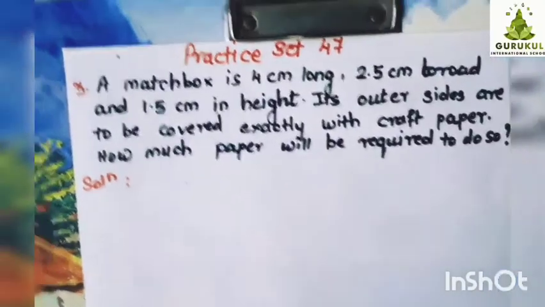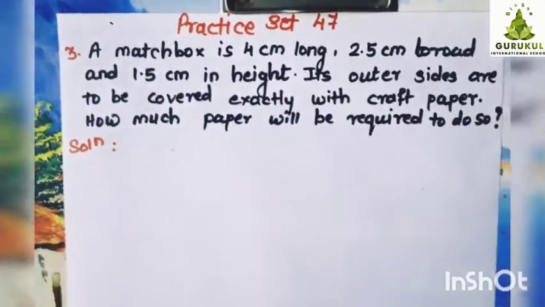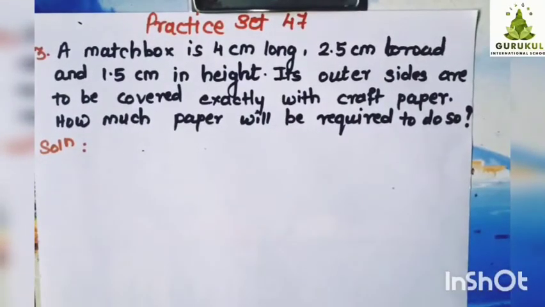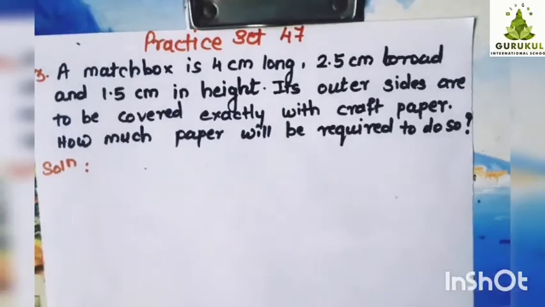In practice set 47, the third sum that we are going to see: a matchbox is 4 cm long, 2.5 cm broad and 1.5 cm in height. Its outer sides are to be covered exactly with craft paper. How much paper will be required to do so?